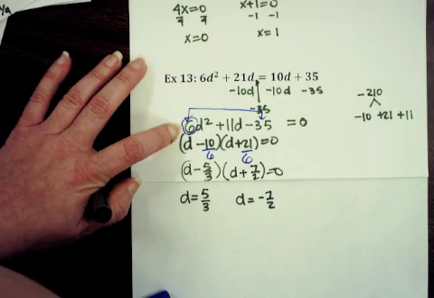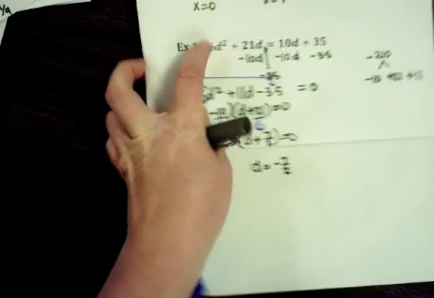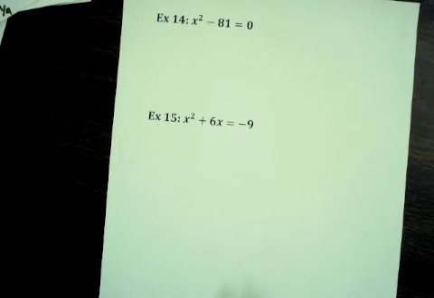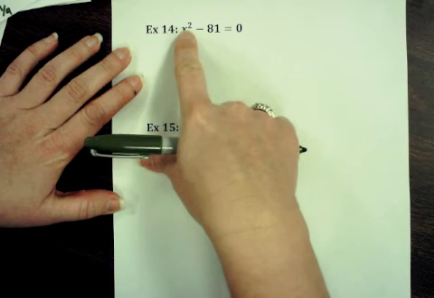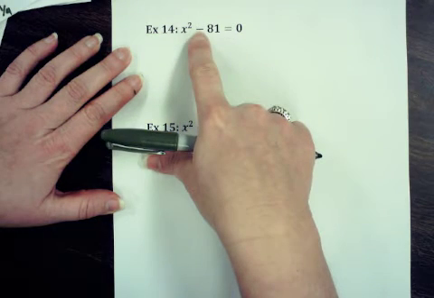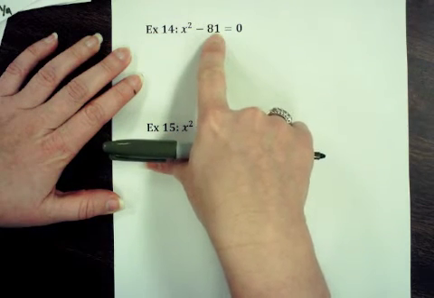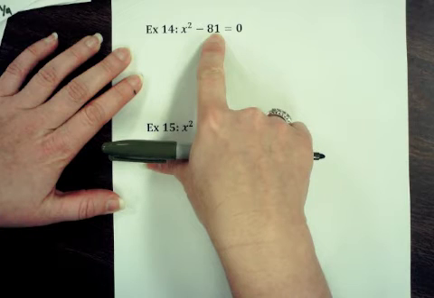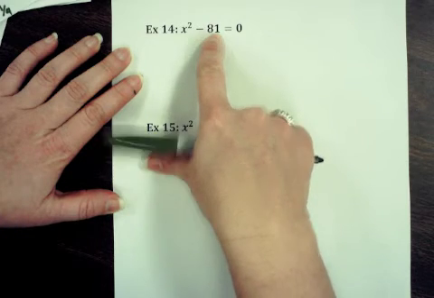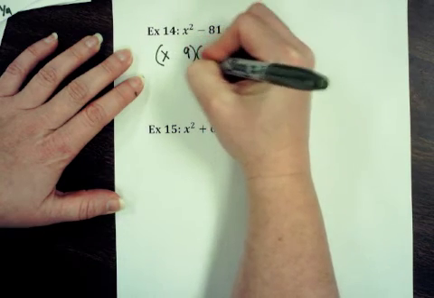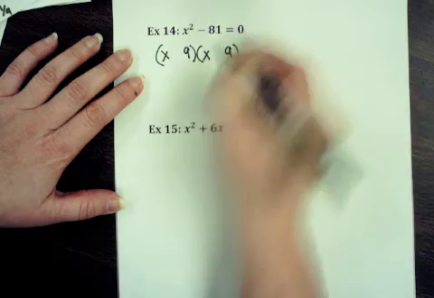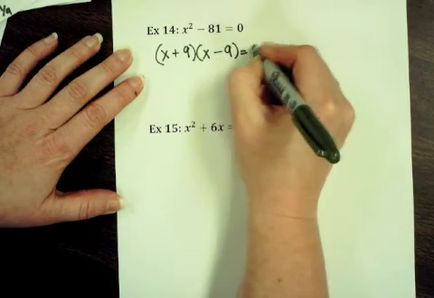Okay, example 14. Again, 14 is not a trinomial, it's a binomial, but I'll notice that it's that special one where it still says x squared, has a minus sign, which means difference, and 81 I know is a square. So how do we factor the difference of squares? So we do the square root of that, we did the square root of that, and then we did plus, minus.